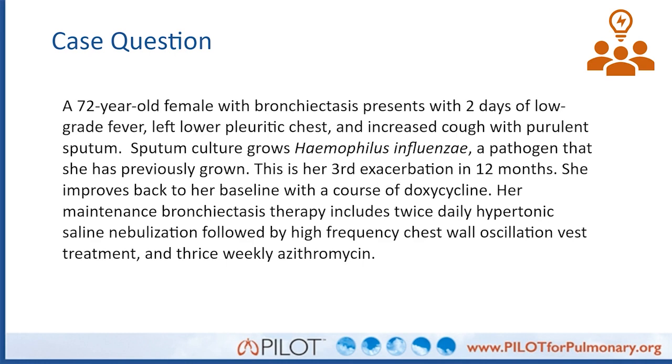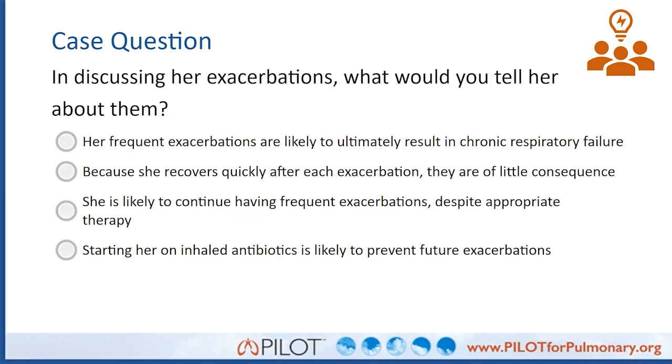A 72-year-old female with bronchiectasis presents with 2 days of low-grade fever, left lower pleuritic chest pain, and increased cough with purulent sputum. A sputum culture grows Haemophilus influenzae, a pathogen that she has previously grown. This is her 3rd exacerbation in 12 months. She improves back to her baseline with a course of doxycycline. Her maintenance bronchiectasis therapy includes twice-daily hypertonic saline nebulization, followed by high-frequency chest wall oscillation vest treatment, and thrice-weekly azithromycin. In discussing her exacerbations, what would you tell her about them?